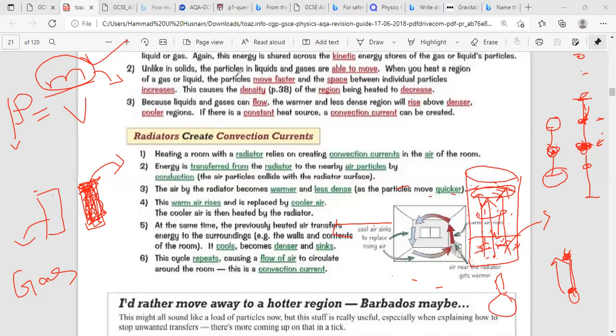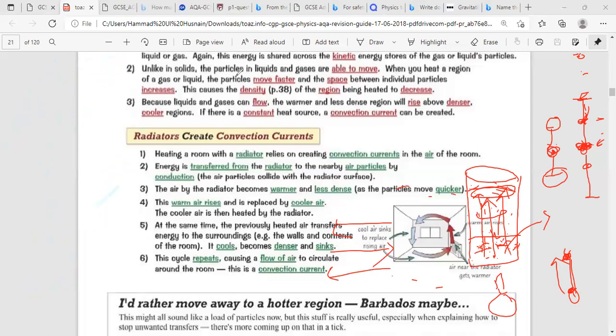The warm air rises and is replaced by cooler air, and the cooler air moves towards the radiator. The cooler air will again strike the radiator and get heat, and then it will again move, and this is how the cycle continues and the whole room gets heated. So this cycle repeats and we get a hot room. This is how things happen through convection.